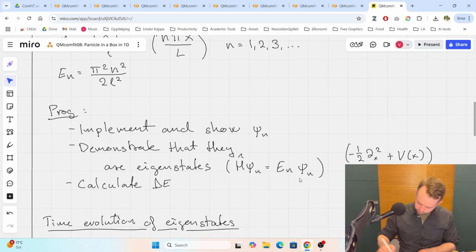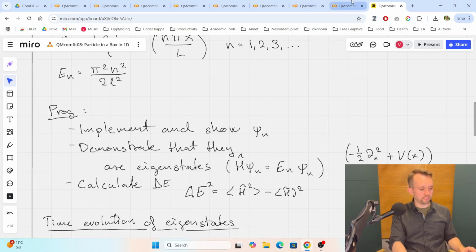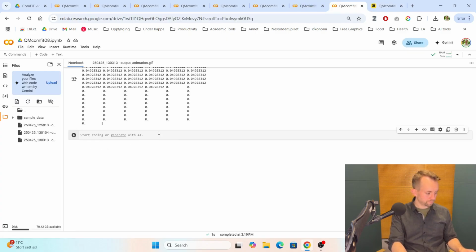So remember that the uncertainty in a variable is given by the expectation value of the variable squared, or the square of the uncertainty, minus the expectation value of h, squared. So that's what we're going to be calculating next.